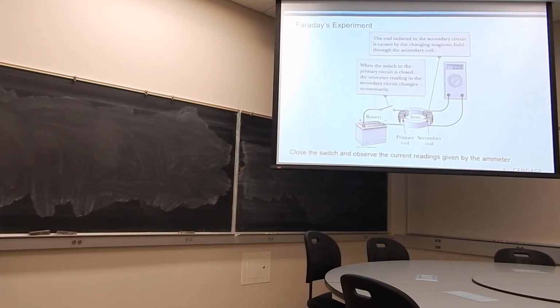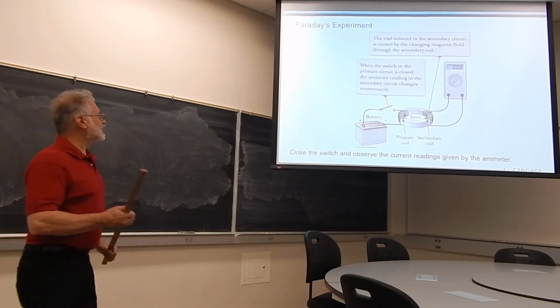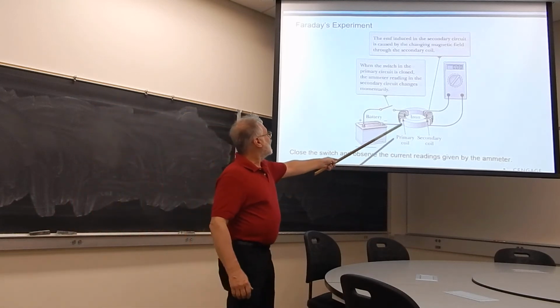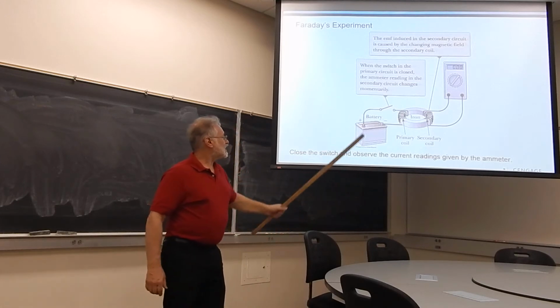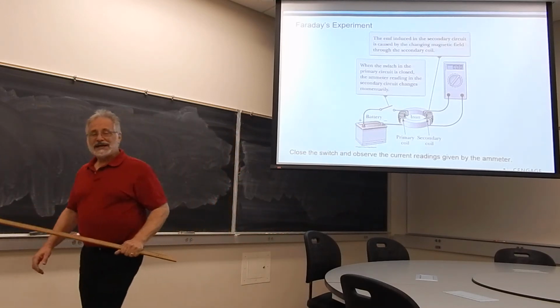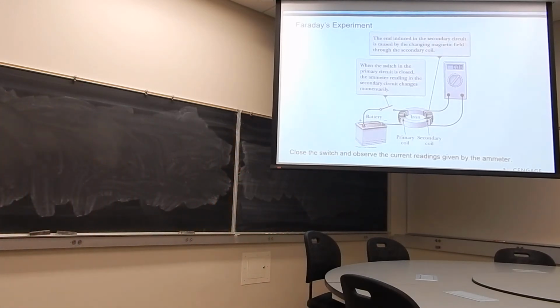And of course, that's because when I run the current through the first wire using the battery, I'm creating a magnetic field. I've gone from zero magnetic field to some magnetic field. That changing magnetic field is what induces an EMF and a current in that secondary coil. Pretty amazing when you think about it, but this is how electromagnetism works.